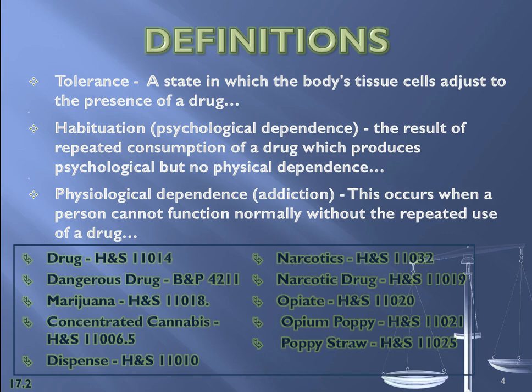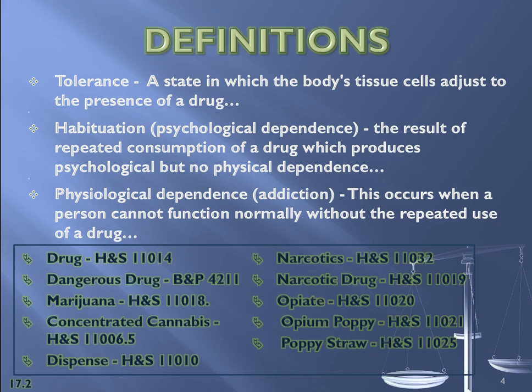So the next term we're going to look at deals with psychological dependence, or what they call habituation. This is the result of repeated consumption of a drug which produces a psychological but no physical dependence. The psychological dependence produces a desire, not a compulsion, as they put it, to continue taking drugs for the sense of improved well-being.